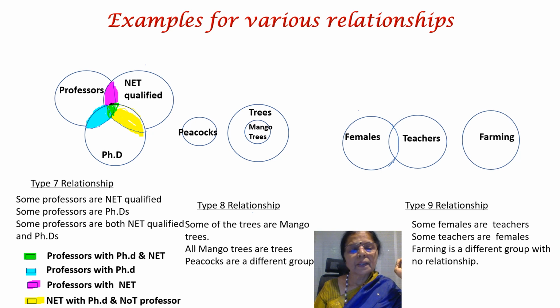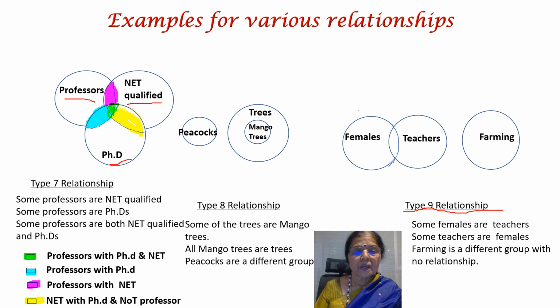This is another type. Again with 3 variables. Type 7th relationship, 8th type of relationship, and this diagram depicts 9th type of relationship. Again 3 variables. Look at the 7th type of relationship where the 3 variables are professors, NET qualified like you, people who are NET qualified, and people with PhD. So three groups of variables, and these three groups are overlapping. All three circles are overlapping.